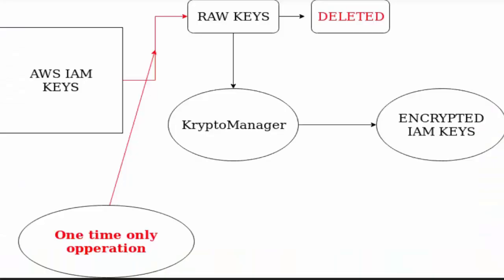When setting up an application that depends on IAM keys, you have this one-time operation to obtain the raw keys from IAM. We quickly and easily encrypt the raw keys with Krypto Manager, then we delete the raw keys. The encrypted keys only will then exist in the source code.